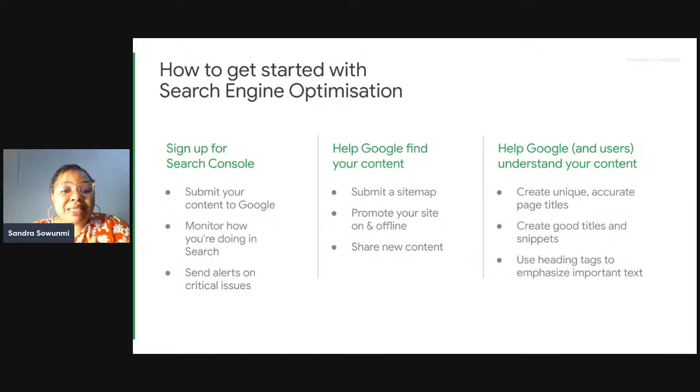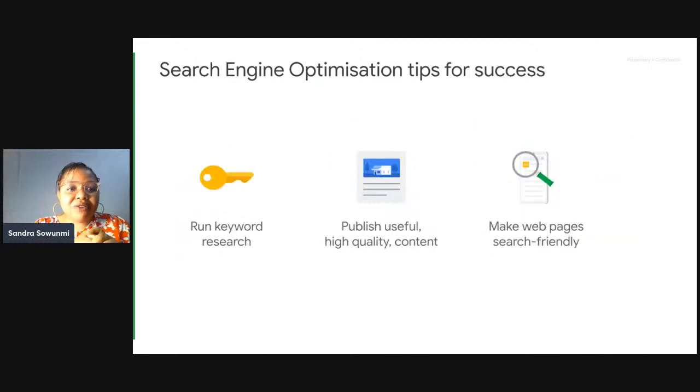Then also create good titles and snippets. Then use heading tags to emphasize important text. Let's quickly wrap up. So, search engine optimization tips for success.